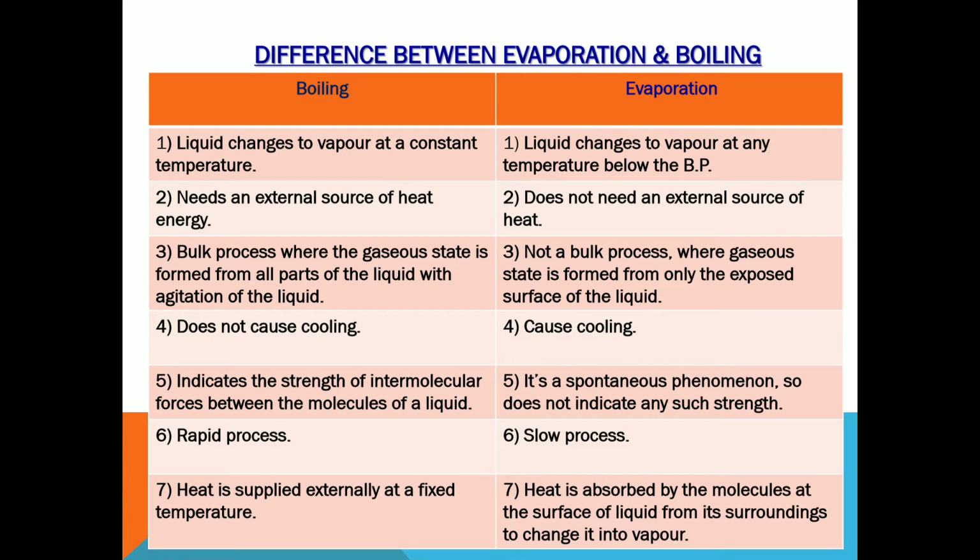When the liquid changes into vapor, the intermolecular forces become very weak, and so we can identify this change. But in evaporation, as it is a spontaneous phenomenon, we will not be able to identify this change. Boiling is a rapid process, whereas evaporation is a slow process. In boiling, heat is supplied externally at a fixed temperature, whereas in evaporation, heat is absorbed by the molecules at the surface of the liquid from its surroundings to change it into vapor.